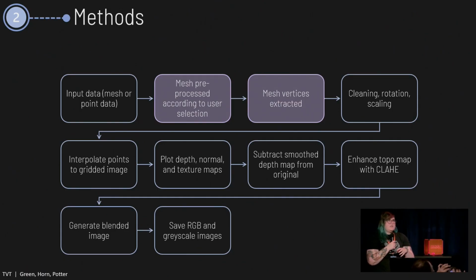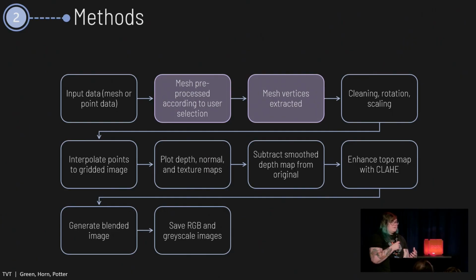If you use the mesh tool, TopoViz, the meshes get pre-processed to extract the vertices. Whereas if you're using the point viz tool, obviously the vertices are already there, so we skip that step. And then there's some cleaning and scaling and rotation, and then the user decides whether or not they want to perform these steps, or if they just want to leave it to auto cleaning.